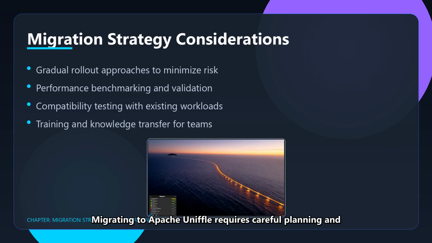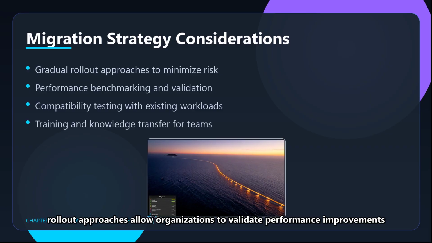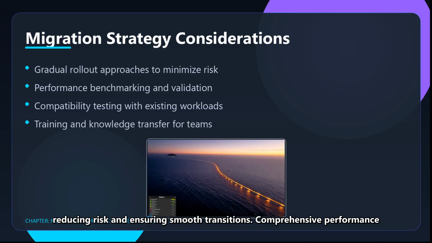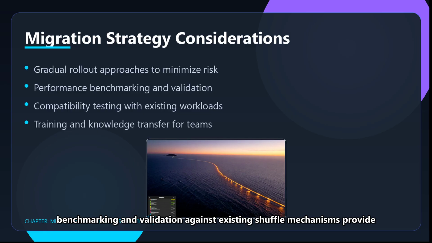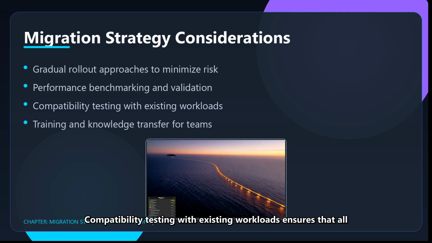Migrating to Apache Uniffle requires careful planning and execution to maximize benefits while minimizing disruption. Gradual rollout approaches allow organizations to validate performance improvements and identify any integration issues before full deployment, reducing risk and ensuring smooth transitions. Comprehensive performance benchmarking and validation against existing shuffle mechanisms provide concrete evidence of improvements and help optimize configurations.